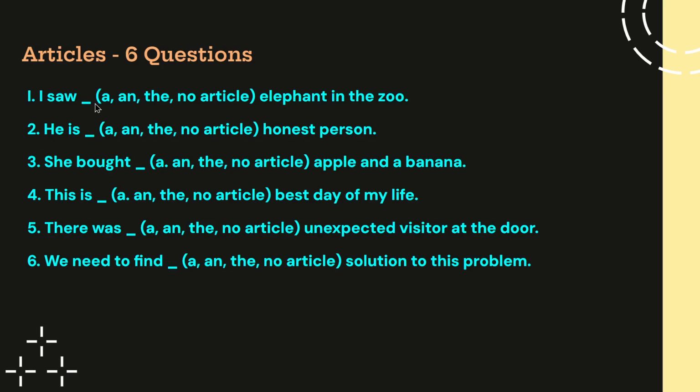But if you have confusion about using a or an, then look at the word elephant. The first letter is E. E is a vowel. Then the perfect answer is an. I saw an elephant in the zoo.